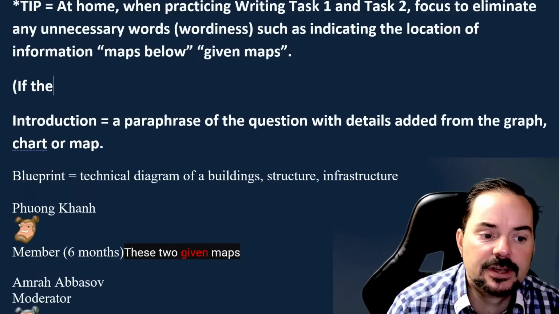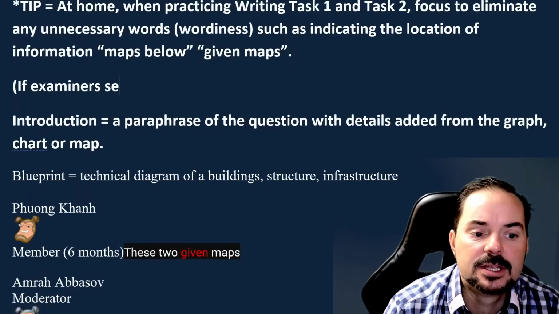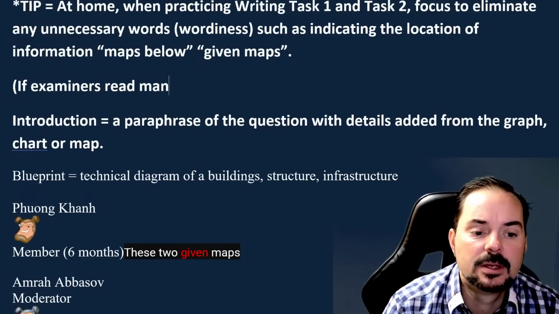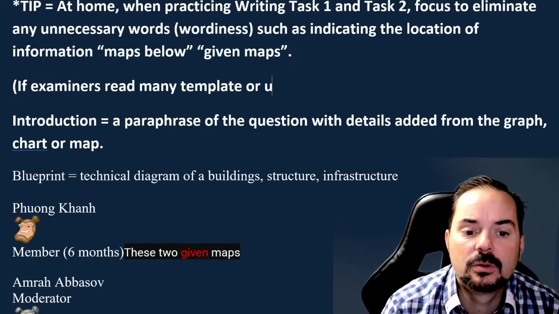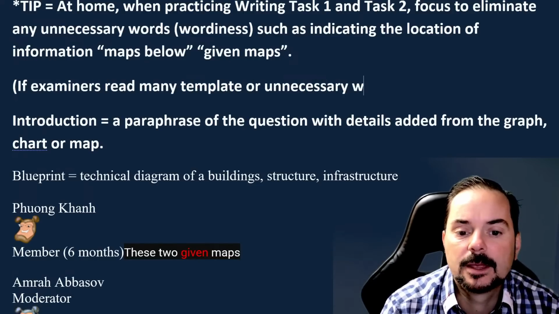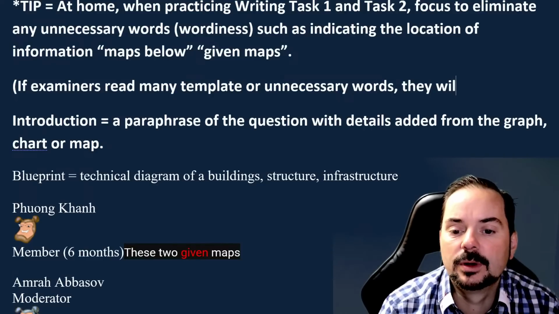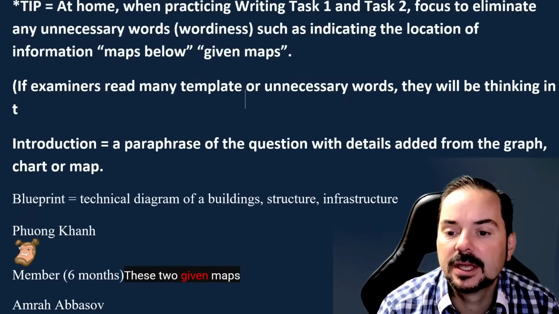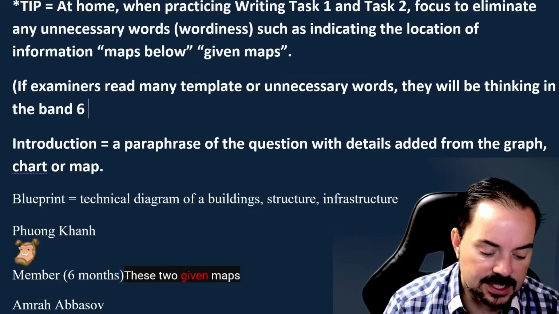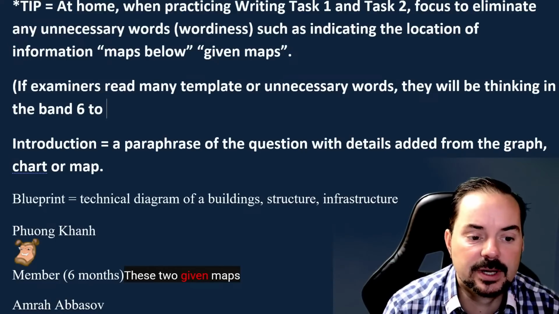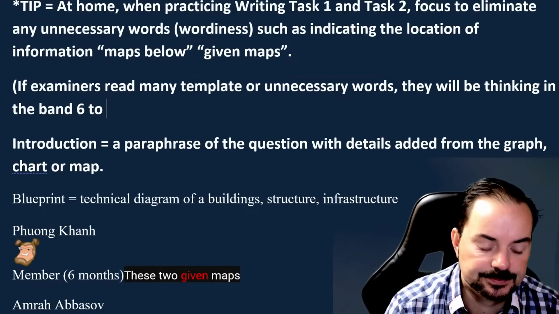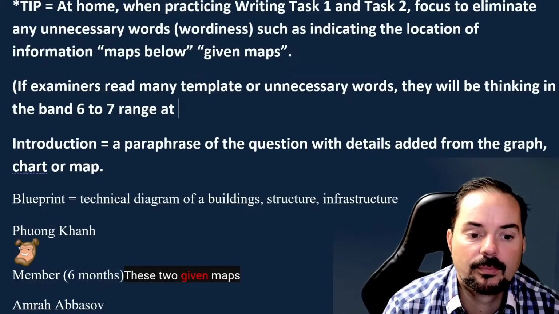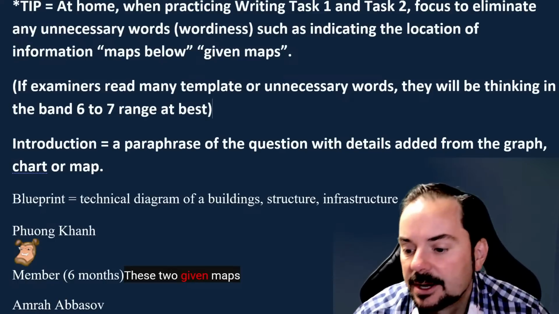So if examiners read many template or unnecessary words, they will be thinking in the band 6 to 7 range at best. Okay, keep that in mind.